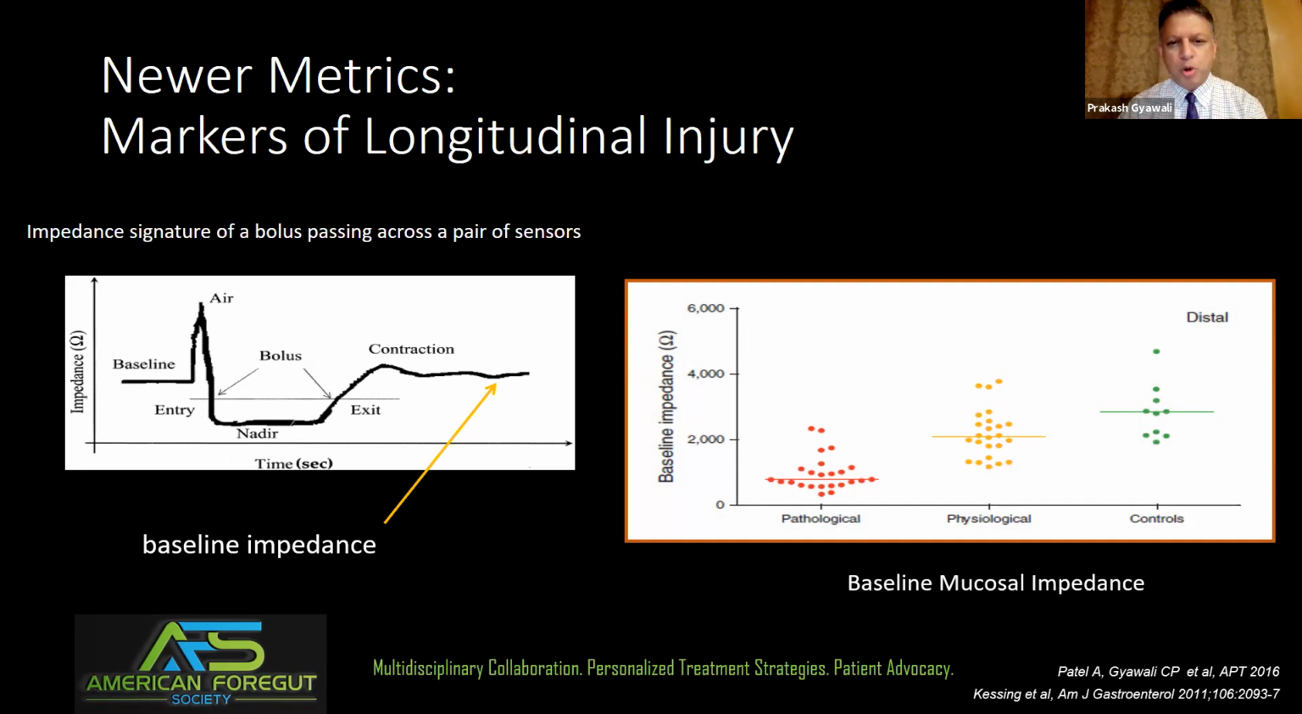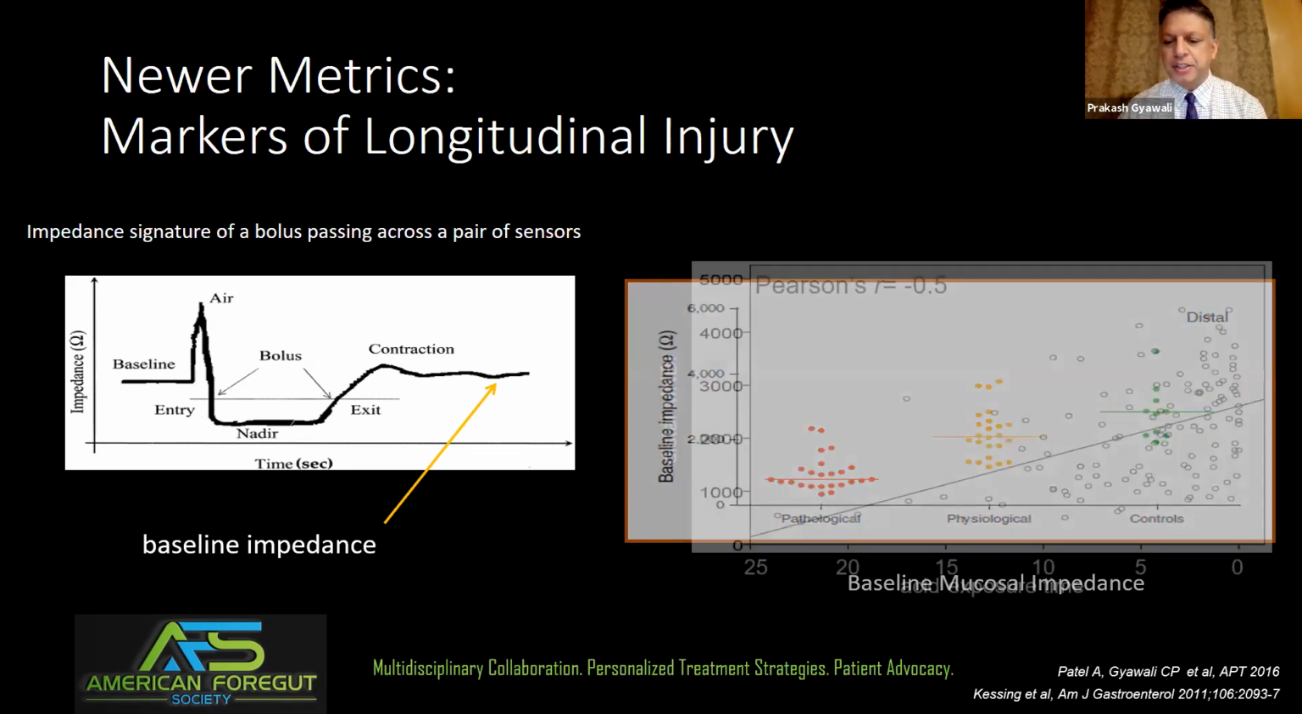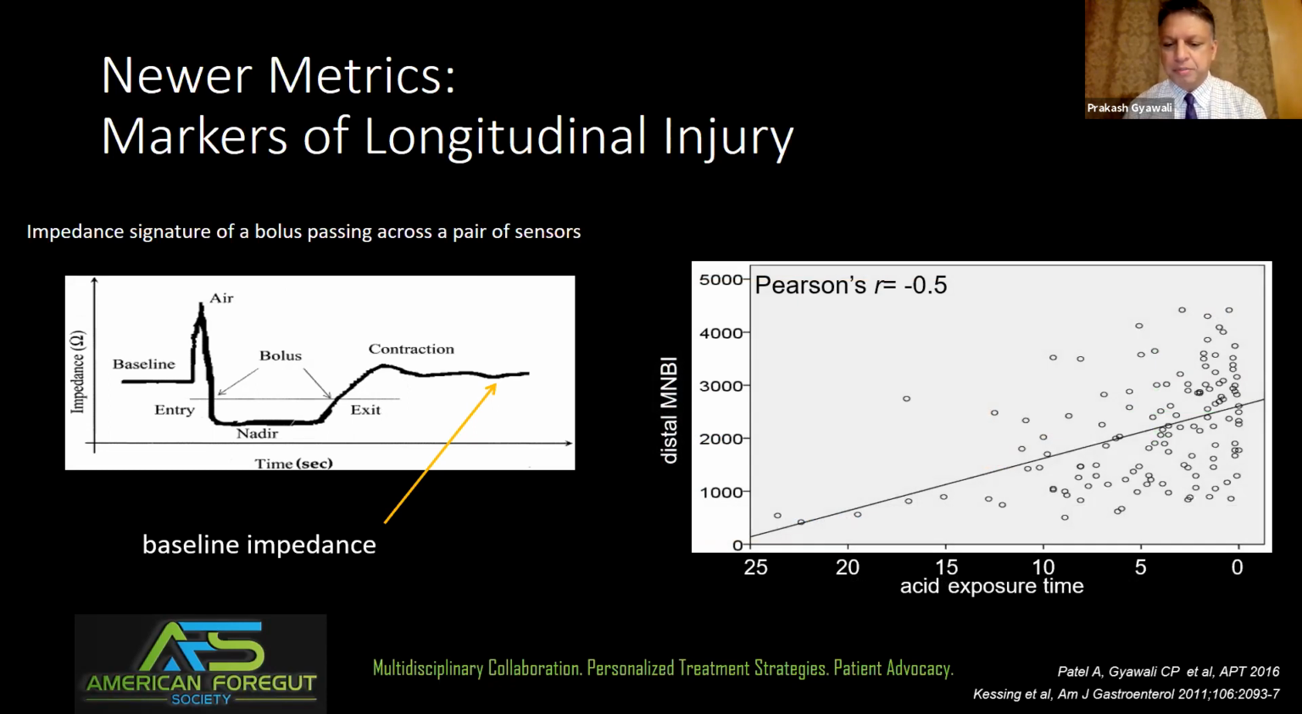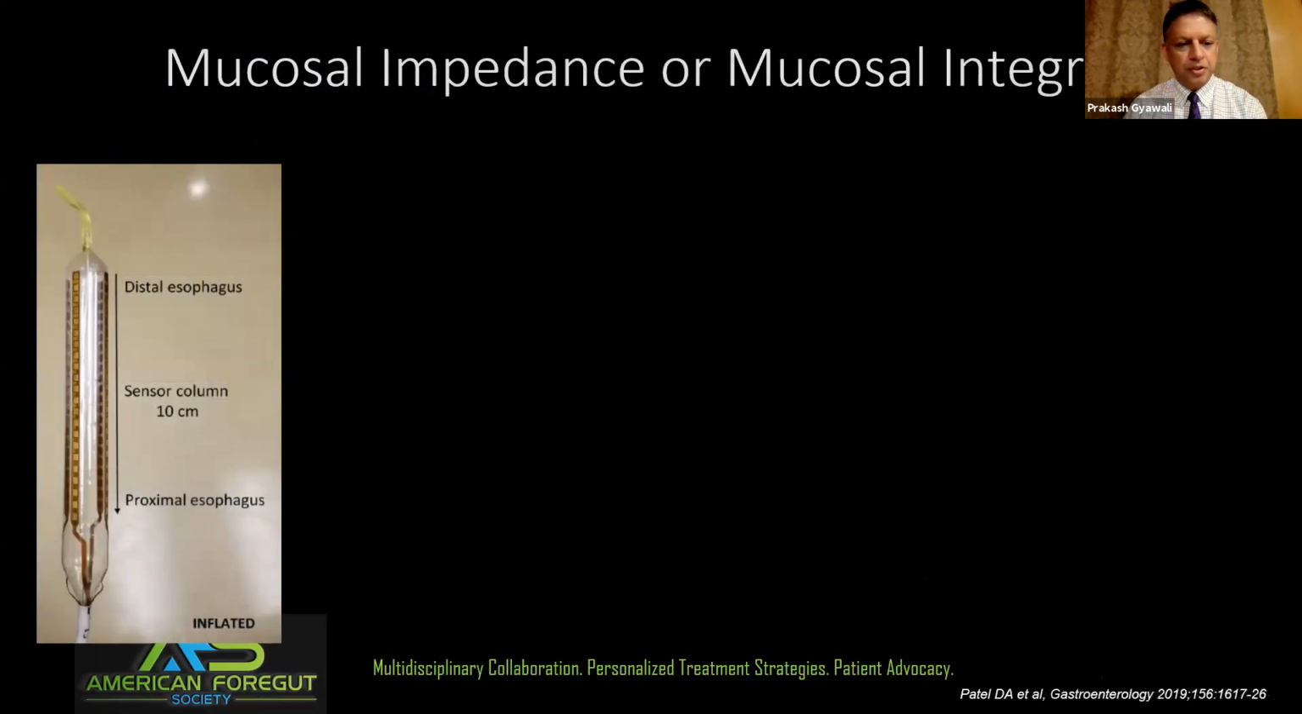And this is thought to be a marker of longitudinal injury, not just the cross-sectional information that a pH study provides. And as you can see here, the lower the baseline impedance, the higher the acid exposure. There's a very nice correlation between the two.